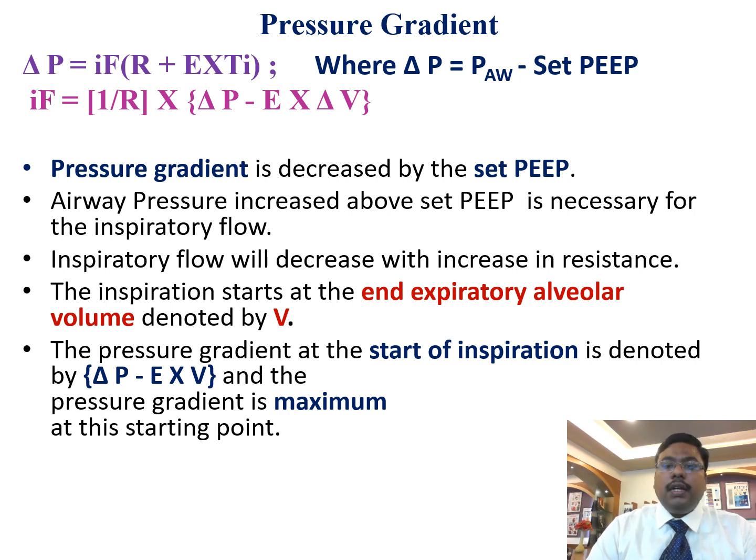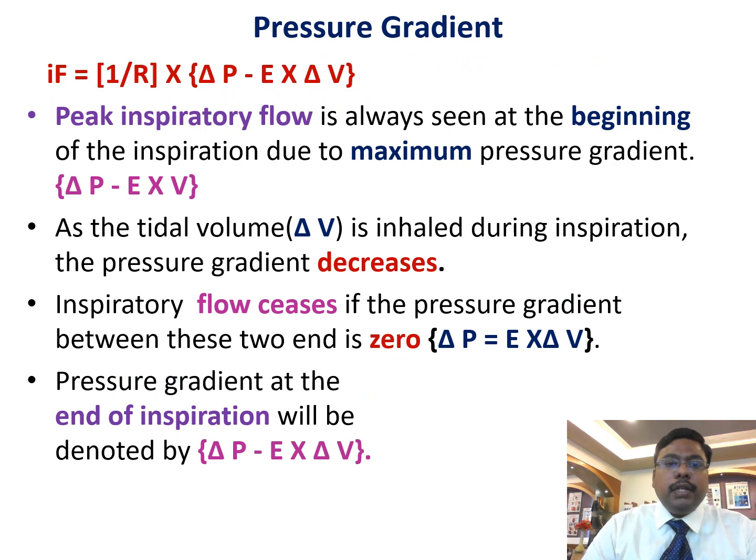The inspiration starts at the end expiratory alveolar volume denoted by V. The pressure gradient at the start of inspiration is denoted by delta P minus E times V, and the pressure gradient is maximum at this starting point. So peak inspiratory flow is always seen at the beginning of the inspiration due to maximum pressure gradient, delta P minus E times V. As the tidal volume is inhaled during inspiration, the pressure gradient decreases. Inspiratory flow ceases if the pressure gradient between these two ends is 0. Delta P is equal to elastance times delta V. Pressure gradient at the end of inspiration will be denoted by delta P minus E times delta V.